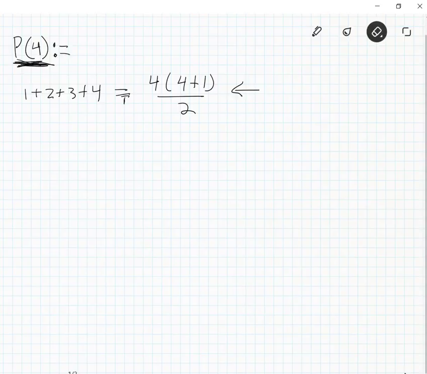Now, the principle of mathematical induction, there's a lot to talk about. We're not going to go into everything right now. It is considered an axiom of Peano's axioms. It's the fifth Peano axiom, or it's equivalent to the fifth Peano axiom.